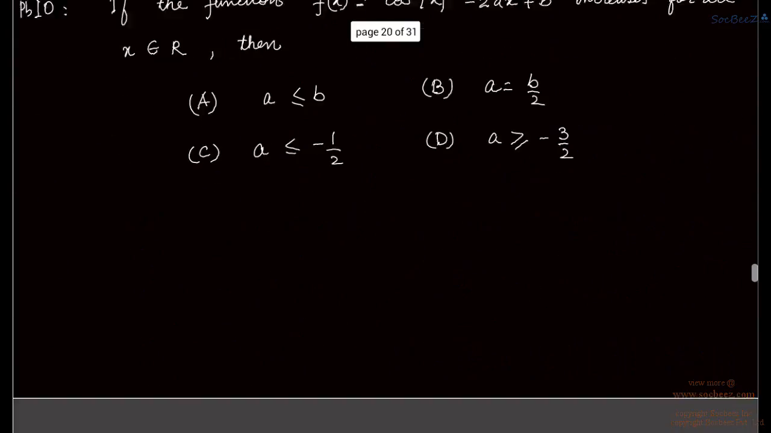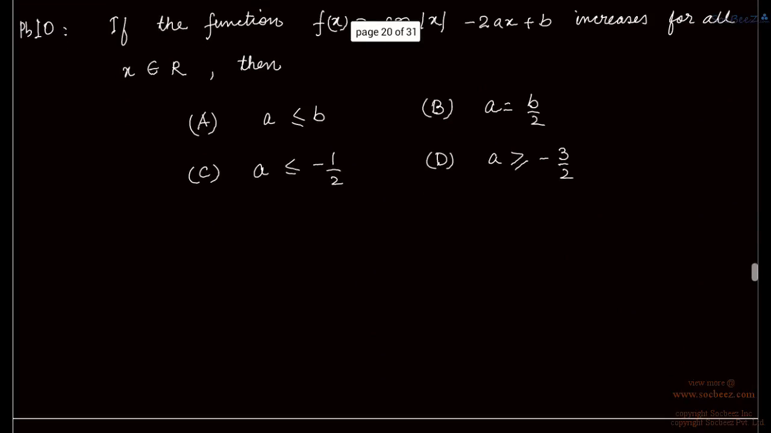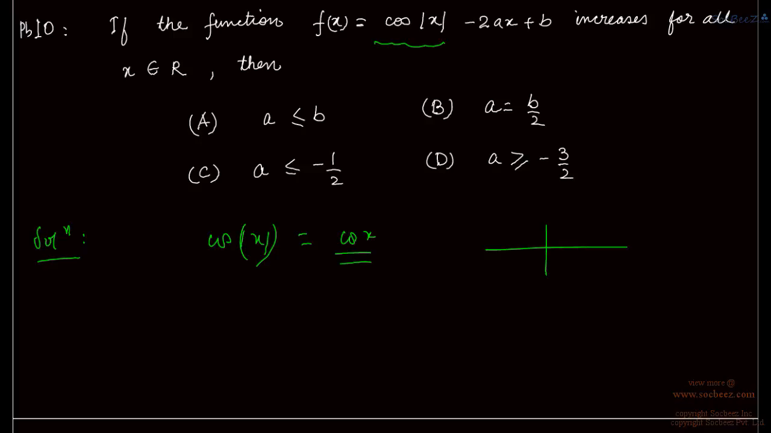Now moving to the next question. If a function f(x) is equal to cos of mod x minus 2ax plus b increases for all x, then... Okay. See, the function cos of mod x is equal to cos x, right? Because whatever sign you place inside, you will get the same as cos x, as cos x is itself an even function.